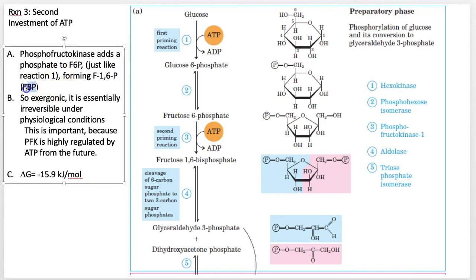Shorthand FBP. It's also super exergonic because we're breaking a phosphate off an ATP, right? And so basically, it's irreversible, just like that first step. This enzyme, phosphofructokinase, is a really interesting enzyme, and it's highly regulated by ATP. If I have a bunch of AMP or ADP sitting around, I want to turn it on, and once it's cruising, I can't go backwards. However, if I have a bunch of ATP around, I want to downplay it, get it to turn off. This is a very important step in glycolysis because it is irreversible.